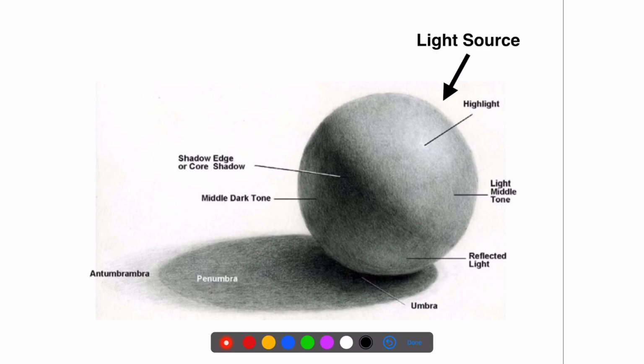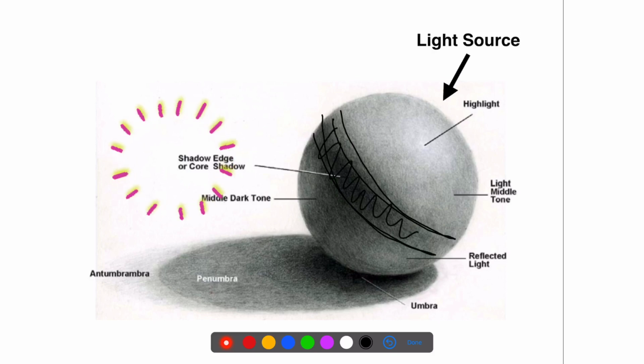The first section that I need to see is your highlight. Your highlight is the lightest value area that's closest to your light source. The second area that I need to see is your core shadow. This is the area that is furthest away from the light source, and it's also the darkest value section.